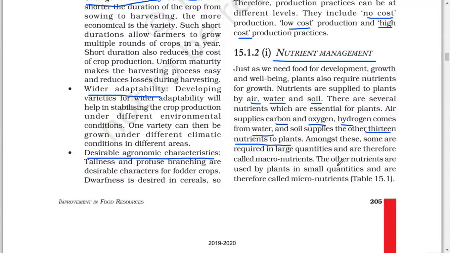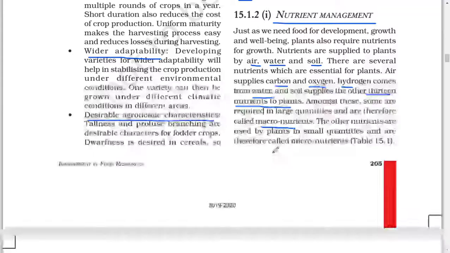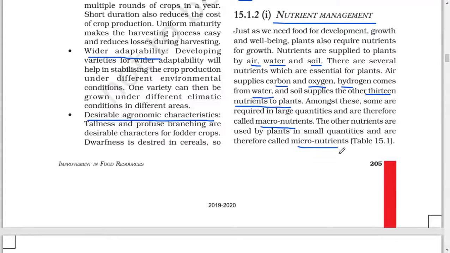Among these, some are required in large quantities and are therefore called macronutrients. The other nutrients are used by plants in small quantities and are therefore called micronutrients.